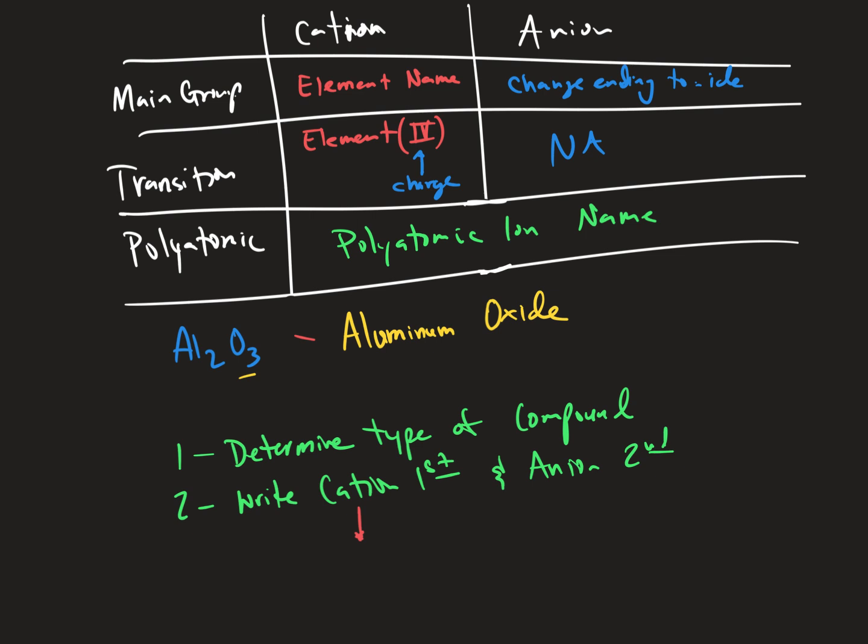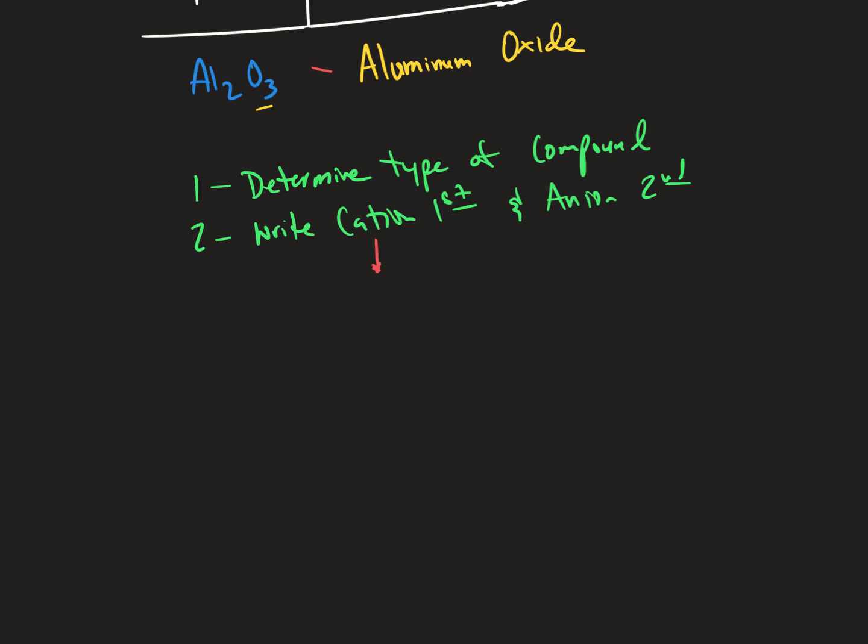Okay, let's do Fe2O3. Common name is called rust. But let's find the chemical name.